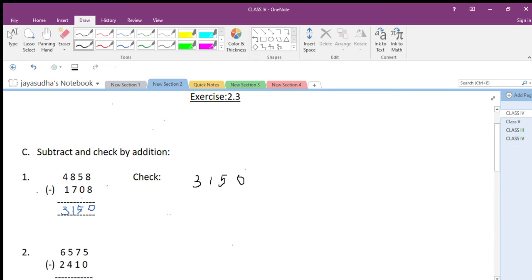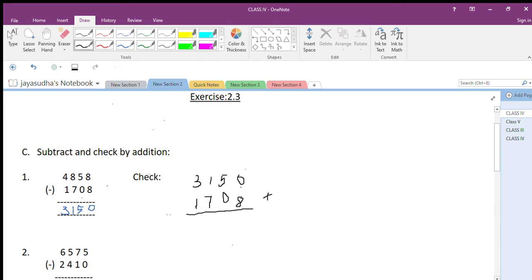Okay, children. Now the question, the second row. 1708. This 1708 you have to write below. Always write in the ones place first, children. 8, then tens place 0, then the hundreds place 7, then the thousands place 1. Now you want to add this number.